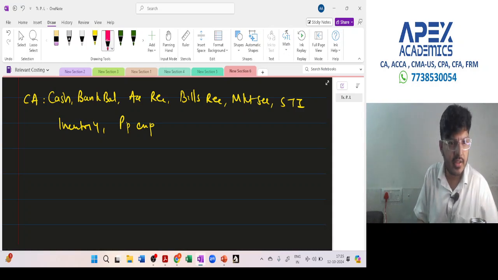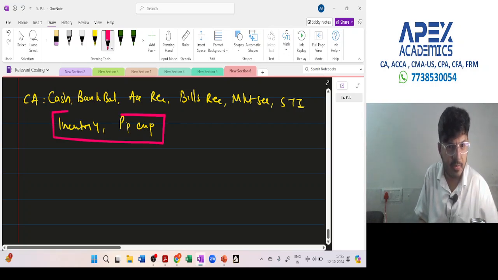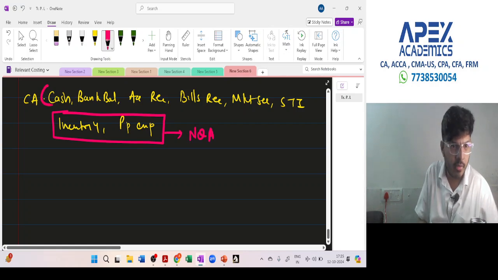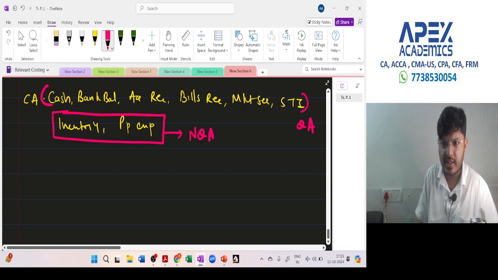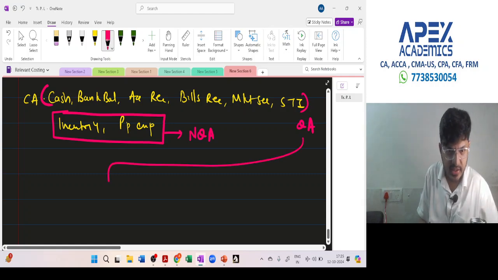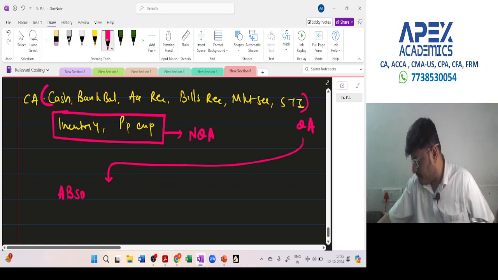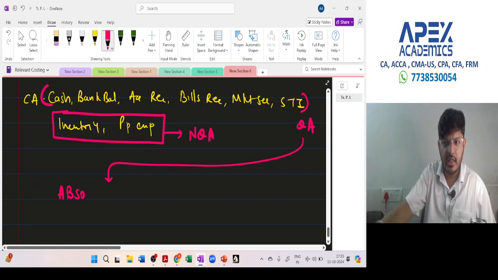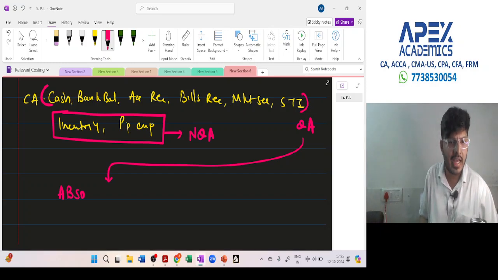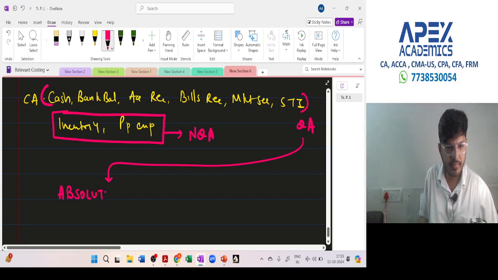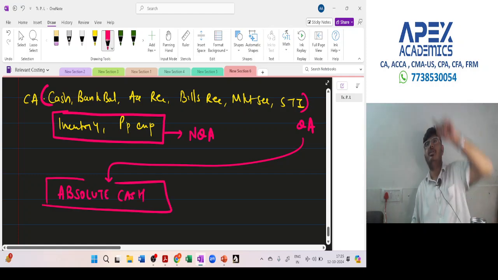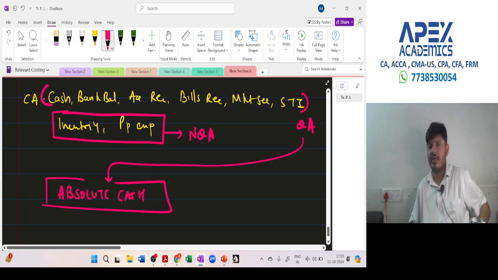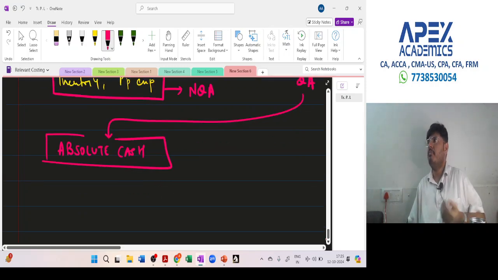Now, my dear friends, inventory and prepaid expenses, what are they? They are non-quick assets. What about the balance? They are your quick assets. Now, within the quick assets, I want to know my absolute cash assets. What is absolute cash asset? Absolute cash asset means button दबाओ पैसा मिल गया.